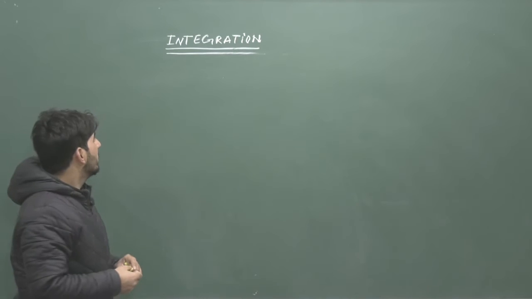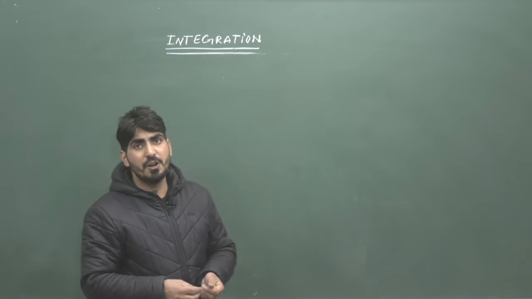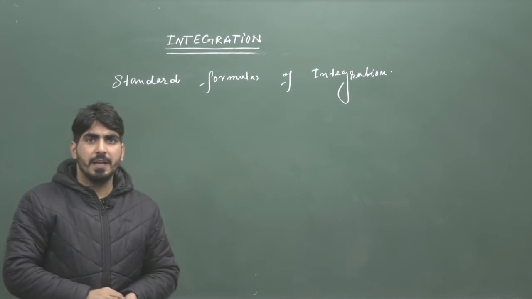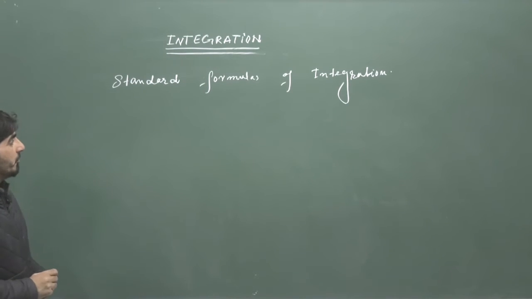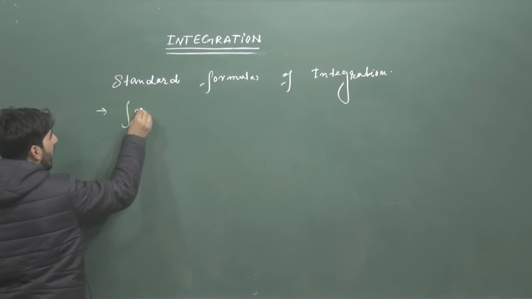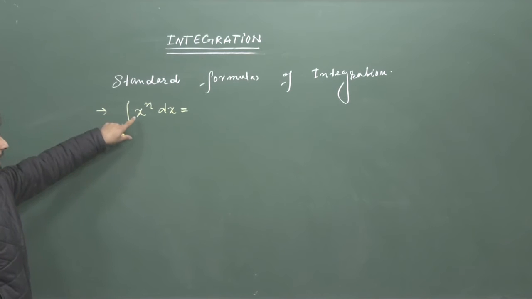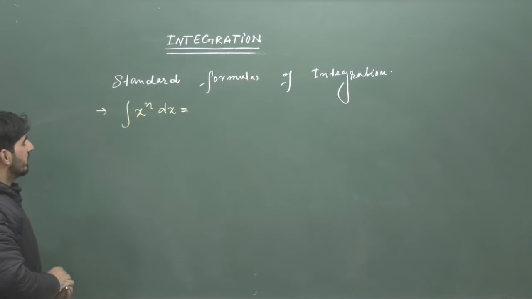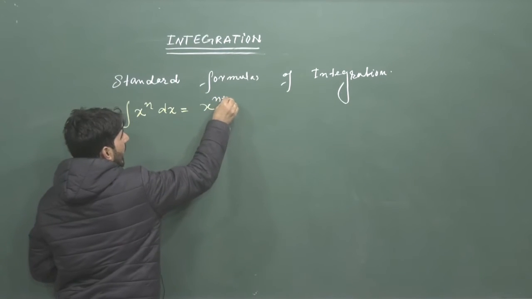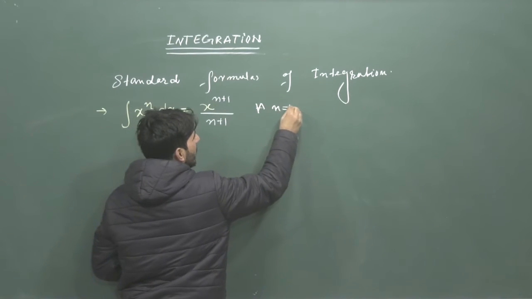Now the third point of integration, that is you have to remember some standard formulas, or in other words these are the basic formulas of integration. You have to remember these formulas. So formula number 1, integration of x raised to power n dx, that is integration of x power n with respect to x, is x raised to power n plus 1 divided by n plus 1, for all n not equal to minus 1.